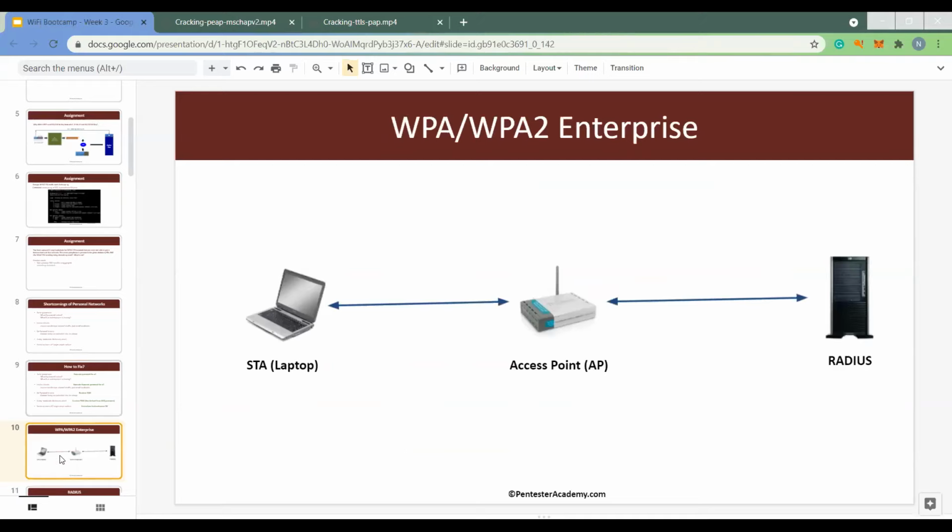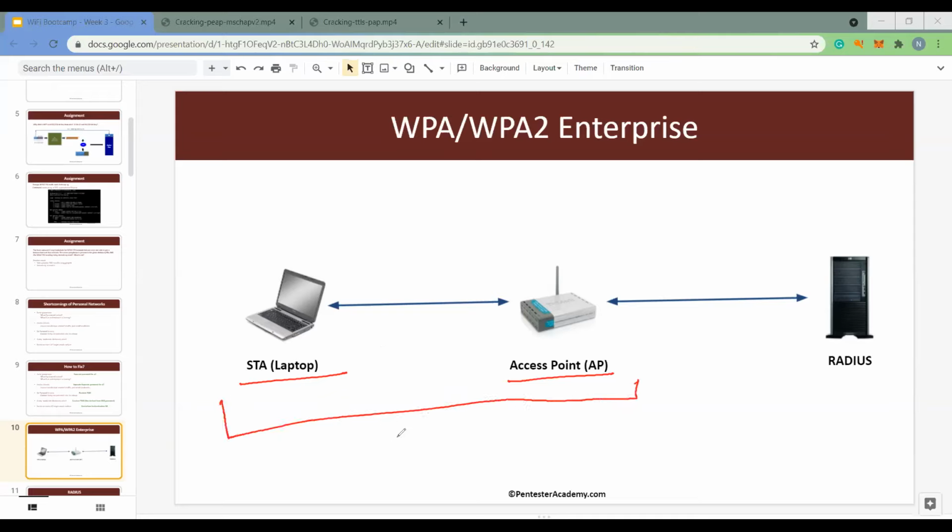Now let's talk about WPA, WPA2 enterprise, right? So in WPA, WPA2 enterprise, you can remember the first two things, our station, that is our client, and our access point. They are still there in the WPA, PSK, and WEP, right? These two components were always there. These were there in the WEP as well as in WPA or WPA2, right?